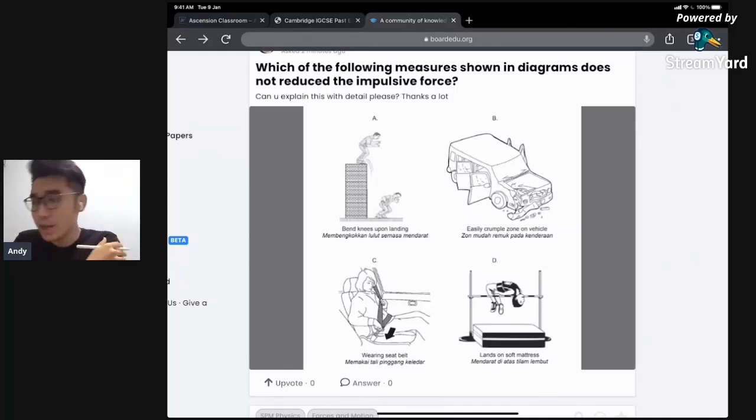Wearing a seat belt just means that you're not going to get thrown out of the car due to that sudden change in momentum, and you will be kept within the car, because it is less risky to stay in the car than to get thrown out of it. So I wouldn't think it reduces the impulsive force of all these four options. So I think the answer is C. And plus, if you notice, the moment you pull the seat belt fast enough, it will stop you from getting thrown out of the window.